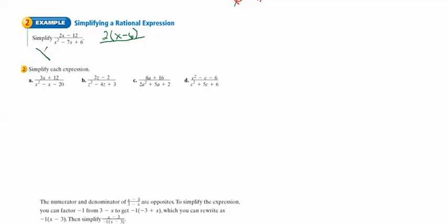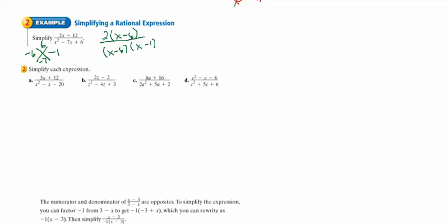I'm going to do my x. 1 times 6 is 6. Add together to give me a negative 7. Let's see, I know they're both going to be negative, because negative and negative is a positive. And I'm going to multiply it together to give me a positive 6, but add together to give me a negative 7, so 6 and a negative 1. So at the bottom I have x minus 6 and x minus 1.